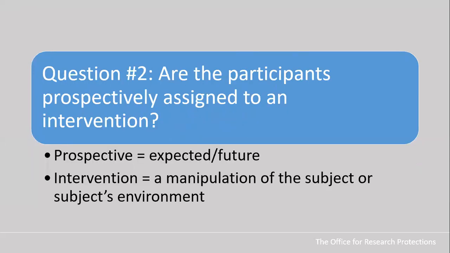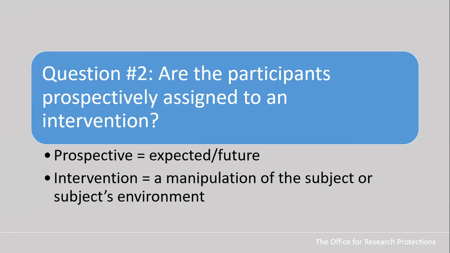Question number 2, are the participants prospectively assigned to an intervention? All right, prospective literally means expected or in the future. So that means you're not retroactively looking at what someone did, you're asking people to participate in something. This has nothing to do with randomization, it has nothing to do with control groups. If you're asking someone to do something, you've just prospectively assigned them. On the flip side, if you're looking at records from the past or you're just observing people, you're not prospectively assigning them. Now, an intervention, that's a manipulation of the subject or the subject's environment per NIH's definition.